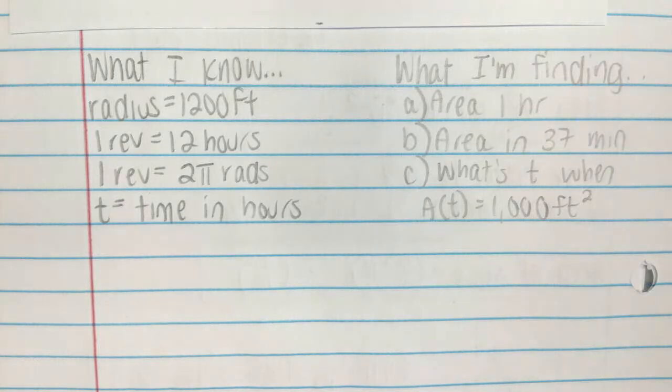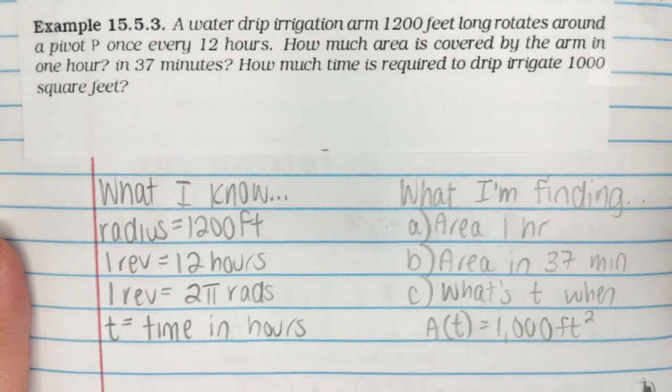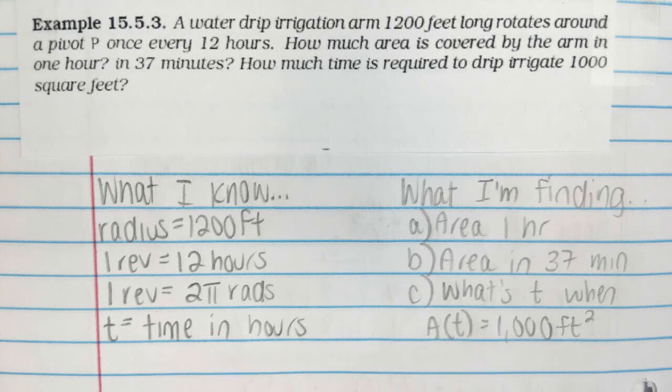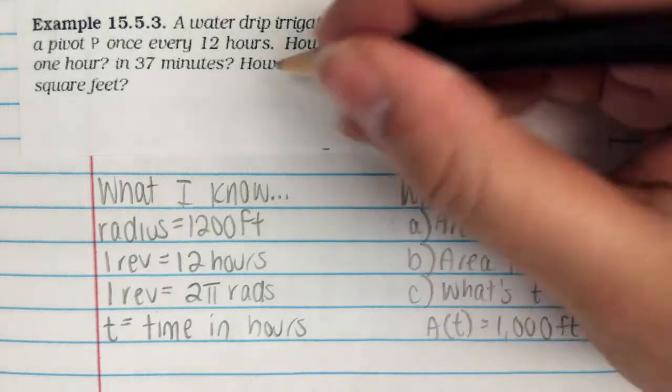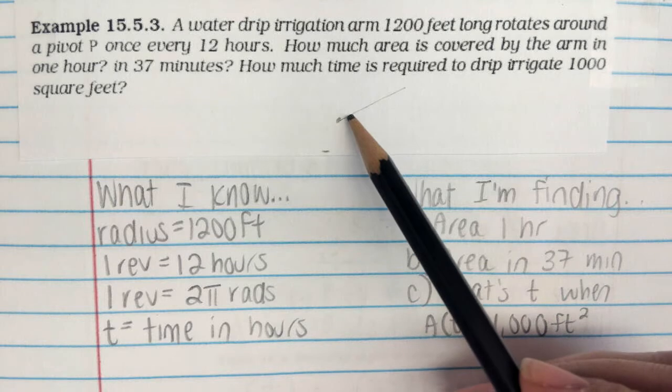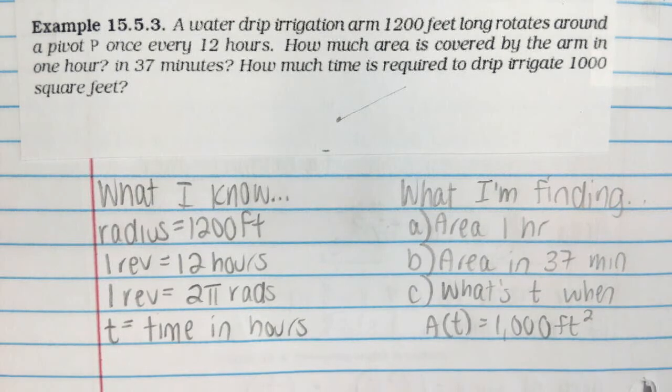So what are some things I know? I know that the radius is 1,200 feet. You might not have known that because you might not have understood visually what was going on here. But when it says a water drip irrigation arm is 1,200 feet long, basically you would have wanted to envision there being a center and an arm and this thing rotating, and it basically has holes in it that have water dripping out.